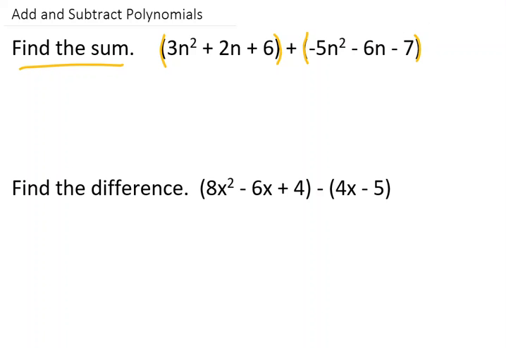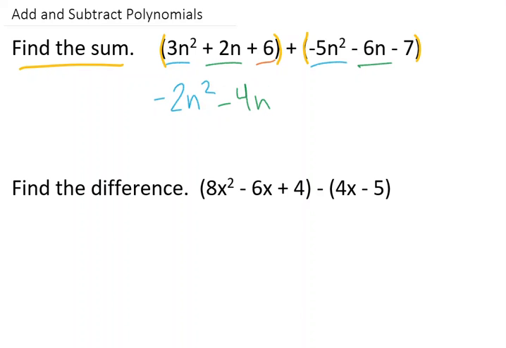And all I'm doing here is looking for like terms. Like terms have the same variables raised to the same powers. So starting with 3n squared, I can see I have a negative 5n squared. 3 plus negative 5 is negative 2, so that's negative 2n squared. There are no other n squared terms, so I'm going to move on to 2n. 2n, I see a negative 6n over here, so I'm going to combine those. 2n plus negative 6n is negative 4n.